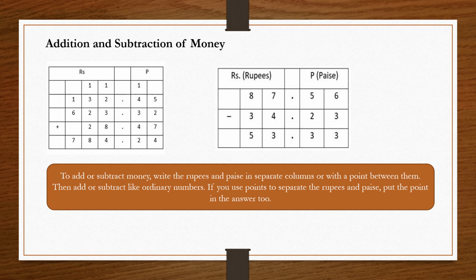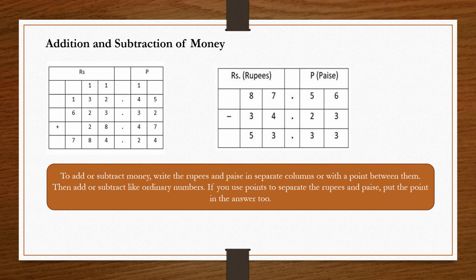Now see the first question, children. Addition. Here rupees 132.45 paisa is added with rupees 623.32 paisa. Then rupees 28.47 paisa. When you add it, you can see separate columns are made for rupees and paisa and points also. All the points are in the same line. Then start adding the way you add. 5 plus 2, 7. 7 plus 7, 14. Now 4 is written there and 1 is carry.